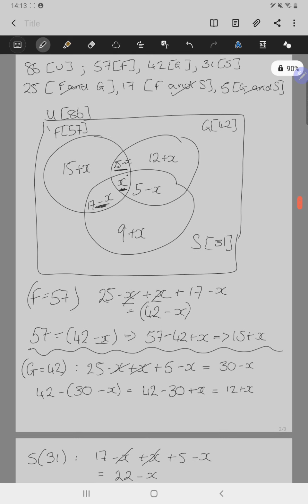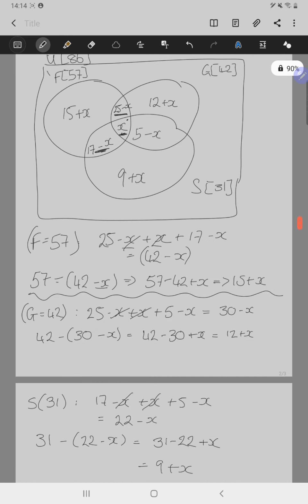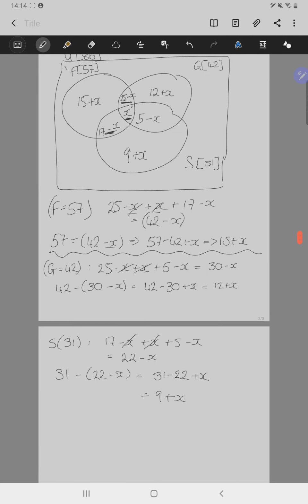So we know from the question that they study at least one of the languages. So that means that there is nothing in the universal set but outside the sets. So that means that everything that we have here is going to add up to 86. So to find the universal set, you add up every single section within your universal set, so within the sets, and that will equal the total of the universal set.